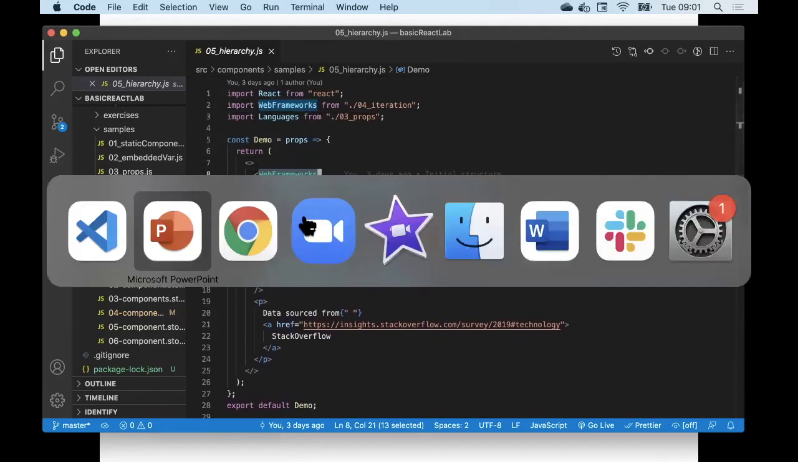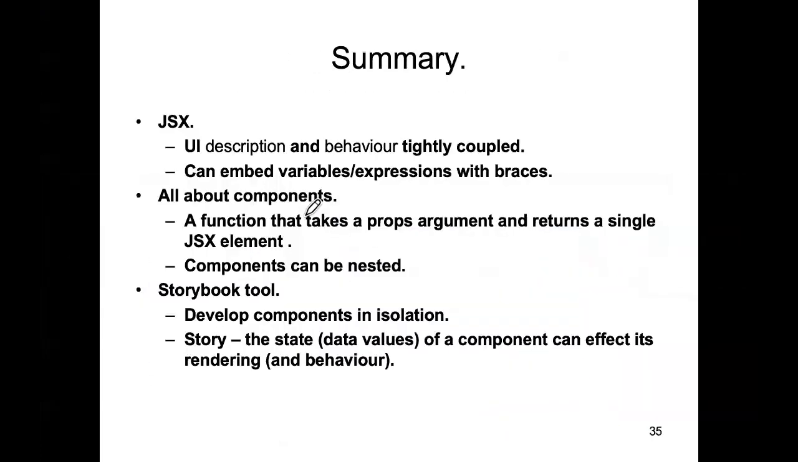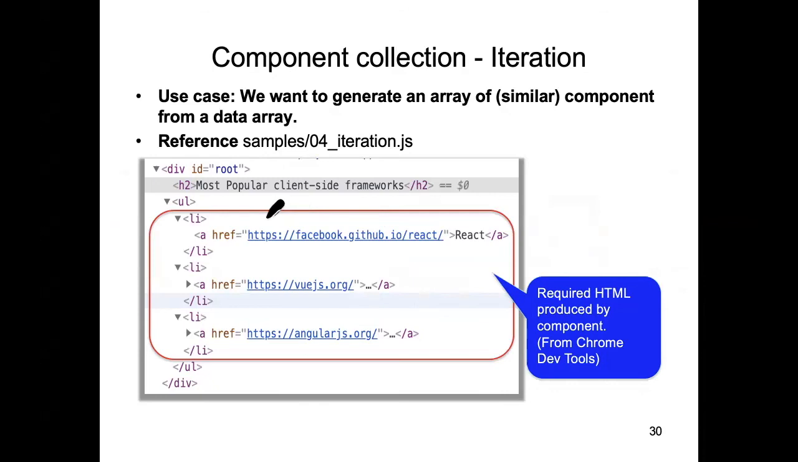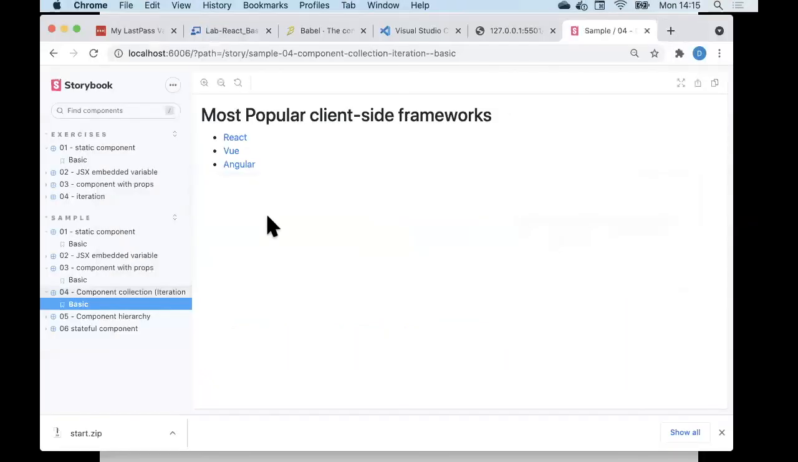That's that, and I think that's the end of this set of slides. So we've looked at JSX, which is our way of describing user interfaces in a declarative way. We looked at components, the basics of components anyway. There's a lot more detail we need to go into, where a component is implemented as a function that returns JSX. We've looked at the storybook tool, which allows us to develop components and test them or exercise them in isolation.